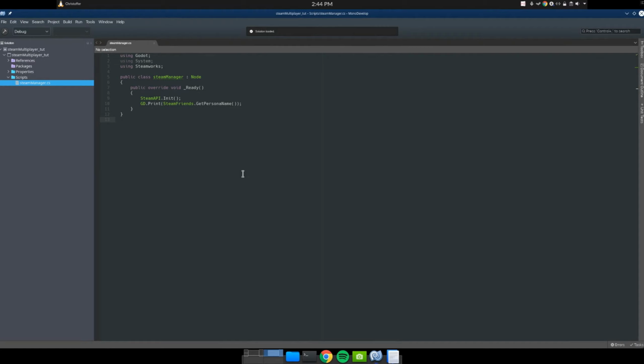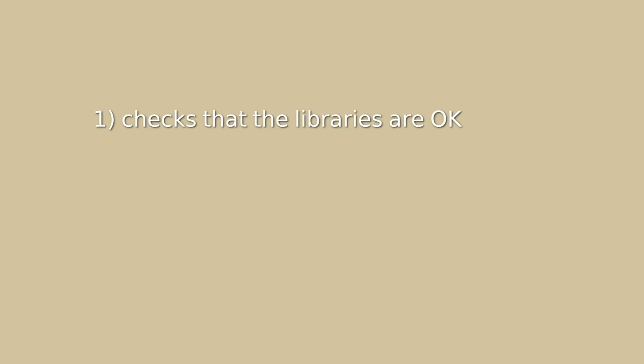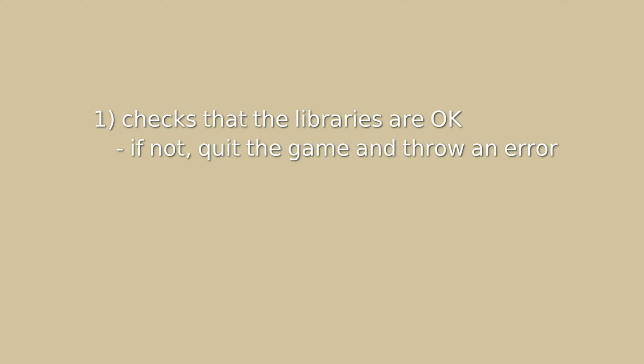Right now all the script does is initialize the Steam API, the Steamworks API, and print our Steam username to our Godot output. And we just did this to check that the Steamworks.net library worked. But now we're going to expand the script so that it checks that the libraries are indeed working as expected. And if they're not, then throw an error.